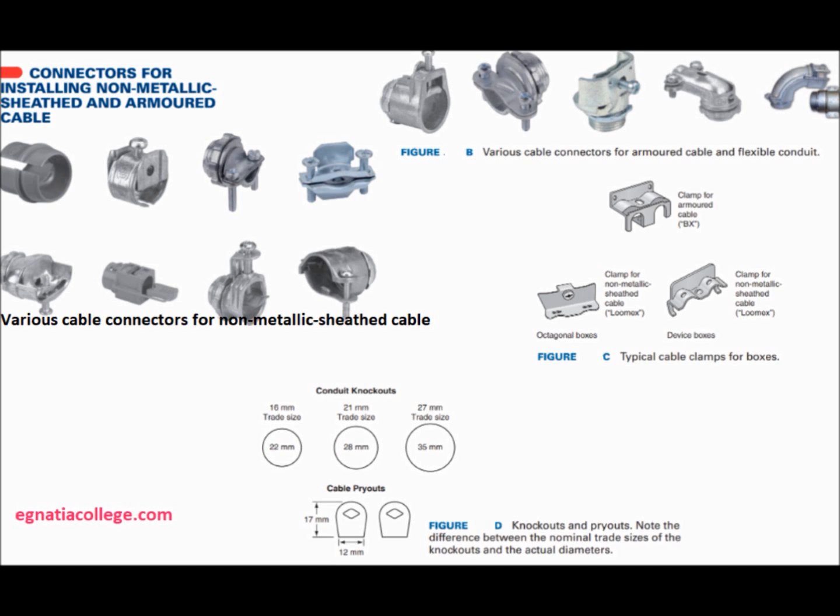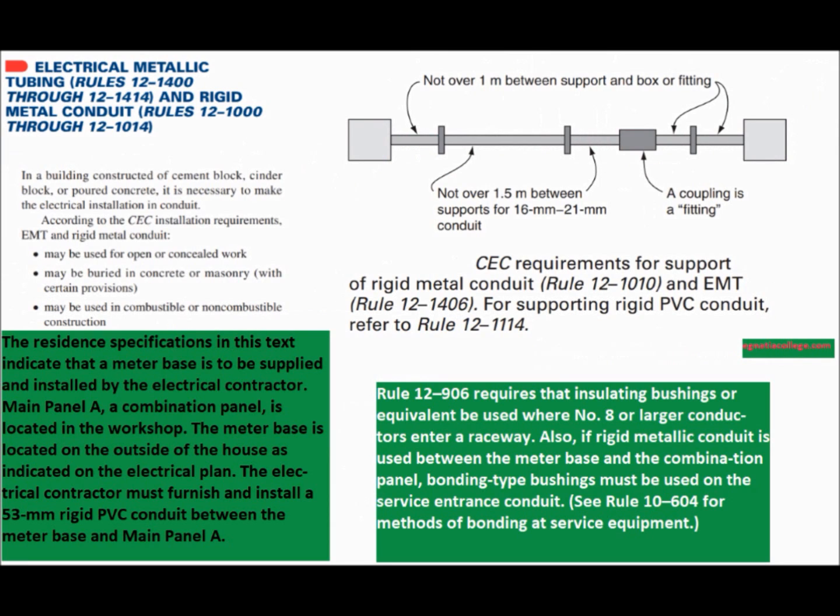Knockouts and pryouts on the sides of boxes allow installation of cables and connectors as shown in figure D. Unless the CSA listing of a specific cable connector indicates that the connector has been tested for use with more than one cable, the rule is one cable, one connector.